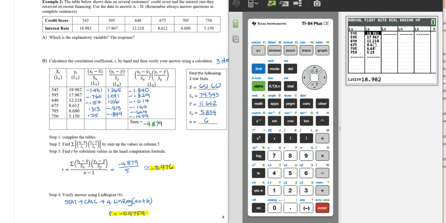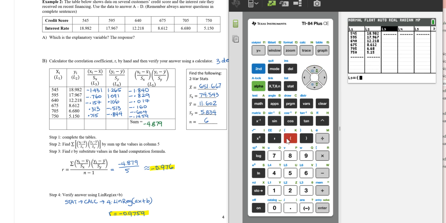Okay, so L1 and L2 already have the data entered, so we already have X and Y. Now to get to L3, which is the data right here, I'm going to calculate that in one step. I'm going to highlight L3, and then I want xi minus x bar over s of x.